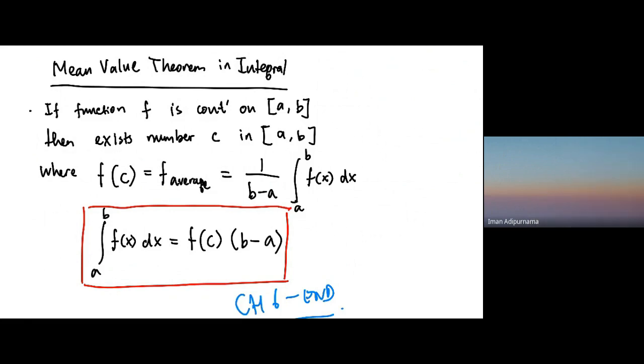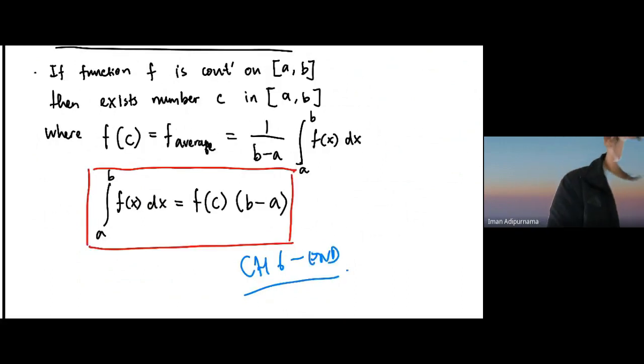Okay, now chapter 6 and we move to chapter 7. Chapter 7 starts with integration by parts. I believe most of you are familiar with this method, but let me just review how to apply it. And in the last session, I will show you a simple way to use this method. It will help you in a lot of ways.